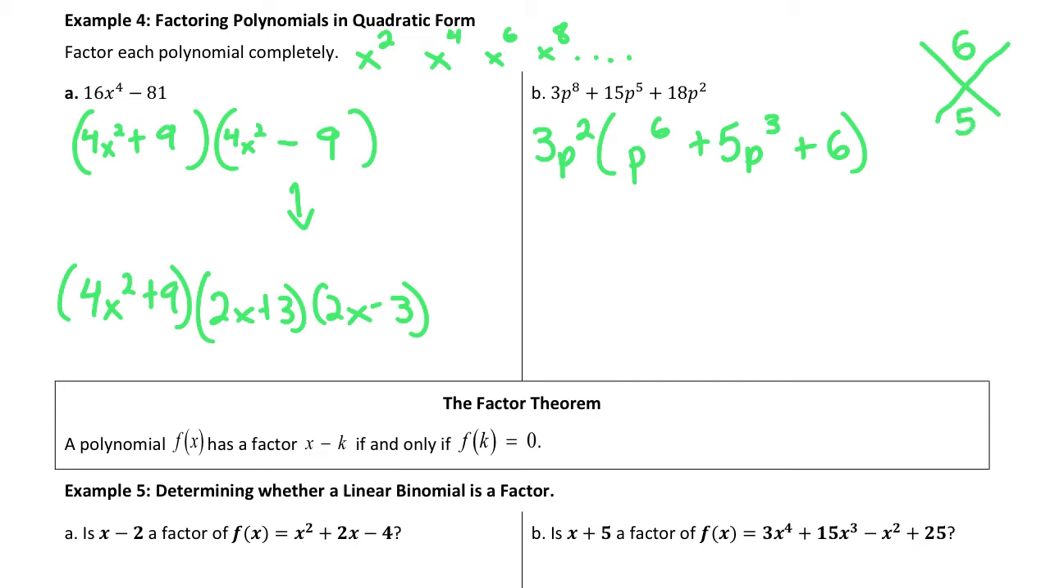Numbers that add to be 5 and multiply to be 6. Kind of had a brain fart there. Sorry, 3 and 2. So it's just the writing of it is a little bit different because p to the 6th splits up: p to the 3rd plus 3, p to the 3rd plus 2. So it's really just how we pull apart that highest degree.